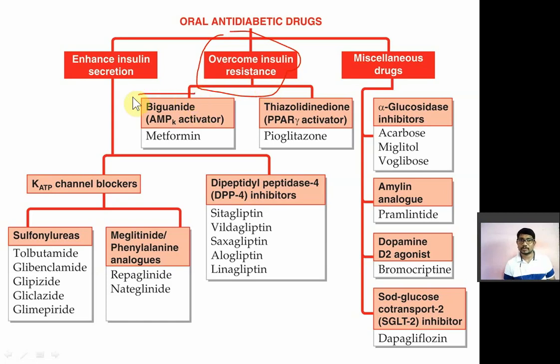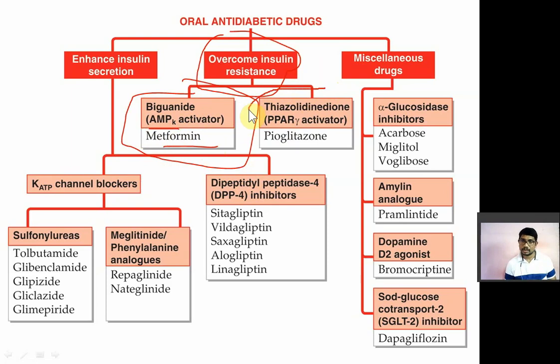So in that you have two subclasses. First is the biguanides. In that you have the formins: metformin, phenformin. Metformin and phenformin are nothing but biguanide derivatives, and they act as AMPK activators. They act by activation of this AMP kinase. They are known as AMP kinase activators. Remember that.